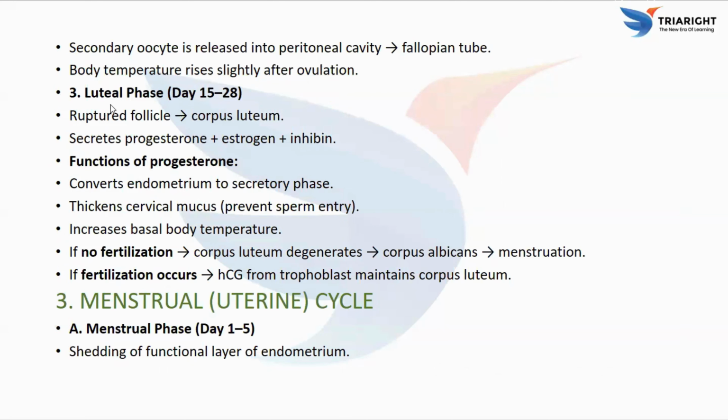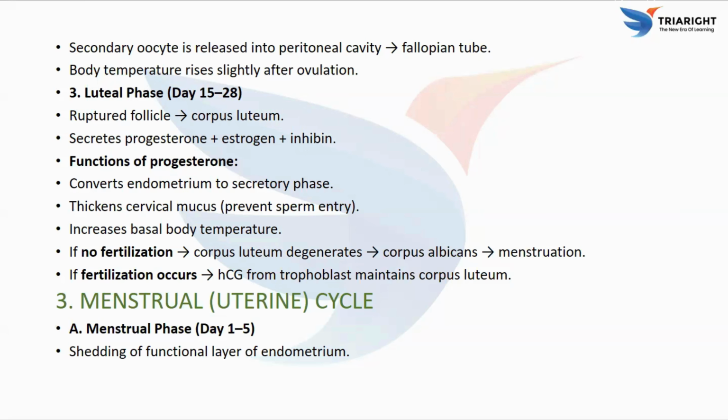So in the luteal phase, what happens? We have discussed that this is the second half of the ovarian cycle, right after ovulation. What happens first? After the egg is released, the ruptured follicle in the ovary changes into a yellow hormone-producing structure called the corpus luteum. So what does this corpus luteum secrete? It produces progesterone, which is the main hormone. It produces estrogen and also inhibin. This inhibin suppresses the FSH hormone.